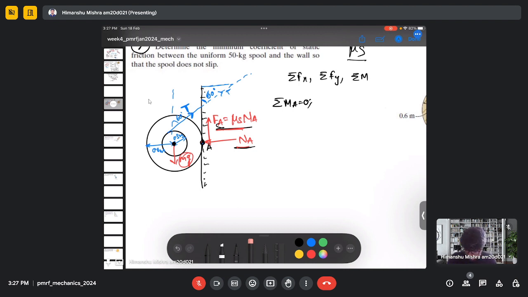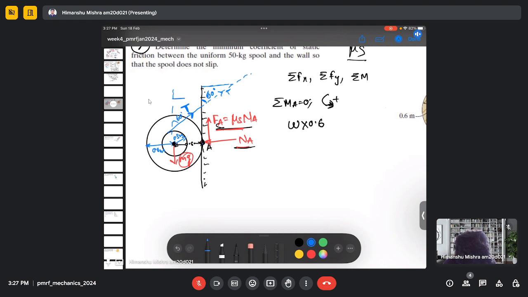So I will get weight, which is acting 0.6 meter from point A. So my counterclockwise is positive here. Then there will be a horizontal component as well as the vertical component of tension.